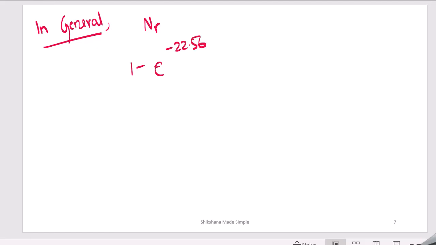So that was for the two antenna case, but let's say in general, what can we write? Like for let's say NR antennas. So we had this equation, right? 1 minus e to the power of minus 22.56 divided by SNR, whole square, is equal to that outage probability, I would say P0.